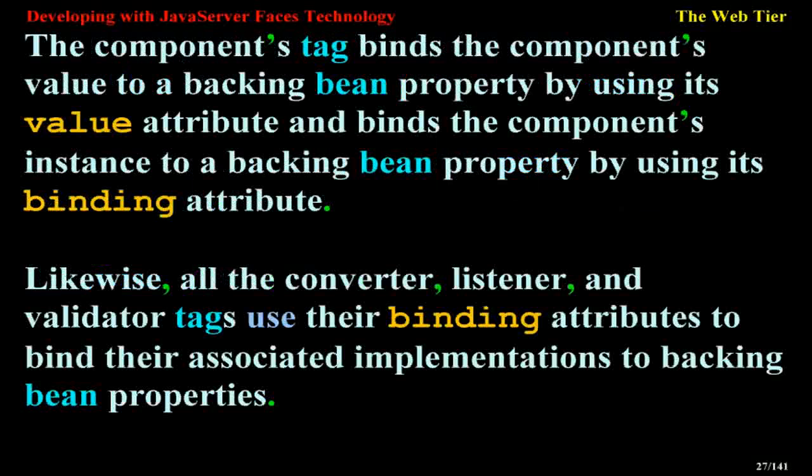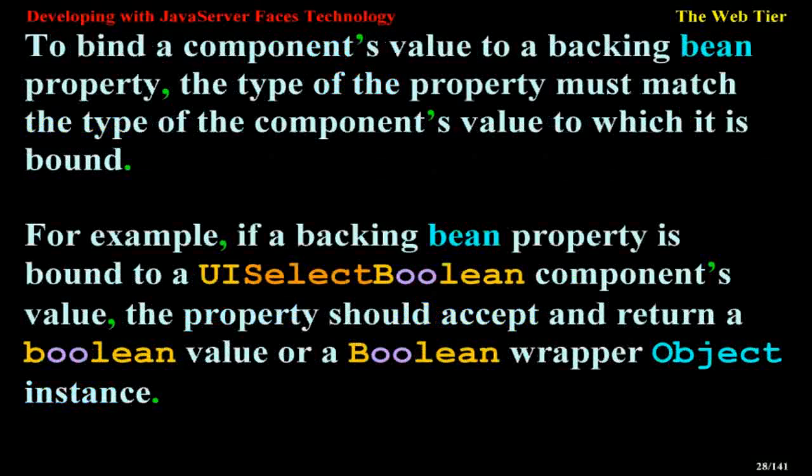The component's tag binds the component's value to a backing bean property by using its value attribute and binds the component's instance to a backing bean property by using its binding attribute. Likewise, all the converter, listener, and validator tags use their binding attributes to bind their associated implementations to backing bean properties. To bind a component's value to a backing bean property, the type of the property must match the type of the component's value to which it is bound.